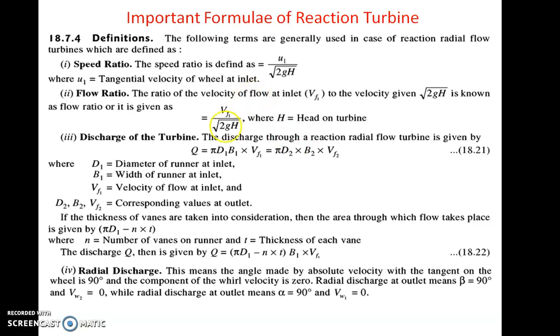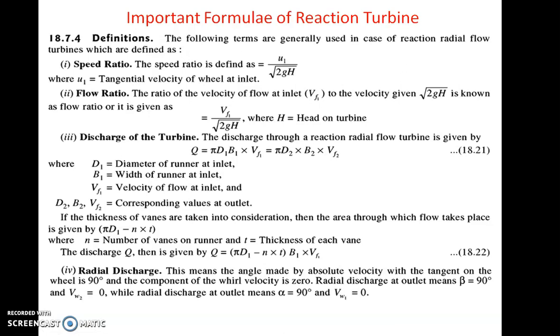Sometimes the vane thickness is considered along the circumference of the runner, then you have to subtract that vane thickness. If the thickness of the vanes is taken into consideration, then the area will reduce because of that thickness, and that reduction in area will be pi d1 minus nt. N is nothing but number of vanes and t is thickness of each vane. So new area will be pi d1 minus nt, and you have to take the modified discharge as pi d1 minus nt into b1 Vf1, if the thickness of the vanes is given.